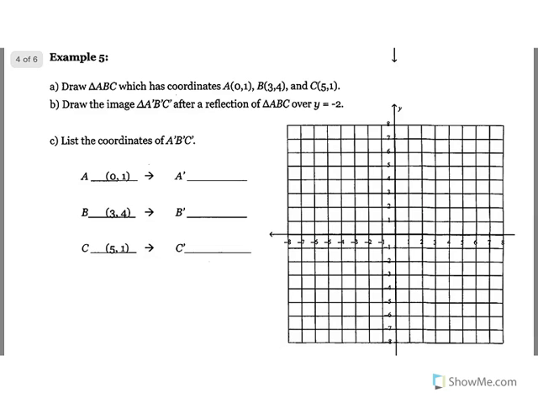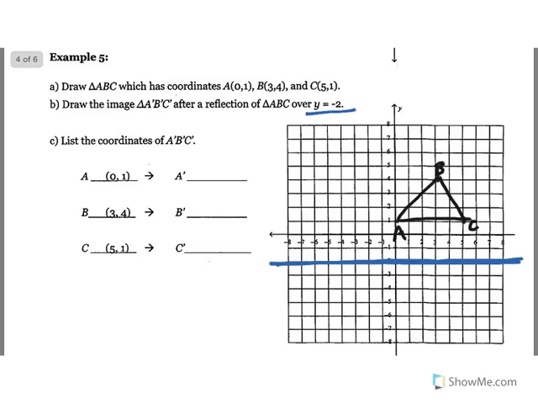All right, example 5 says draw triangle ABC, which has coordinates A(0,1), B(3,4), and C(5,1). So you're going to draw the image of triangle ABC prime after a reflection of triangle ABC over y = -2. So we're going to underline our line of reflection, and we're going to find where y = -2 on the y-axis. So you're looking at the y-axis and finding where -2 is. So -2 would be right here, and we're going to draw a line through that.